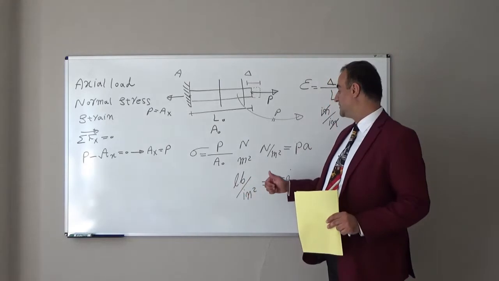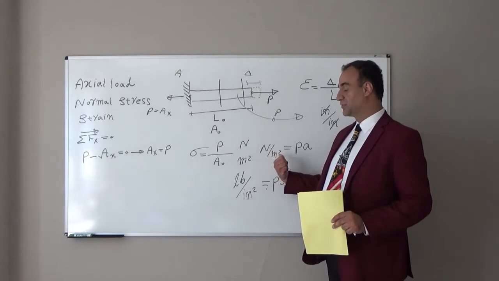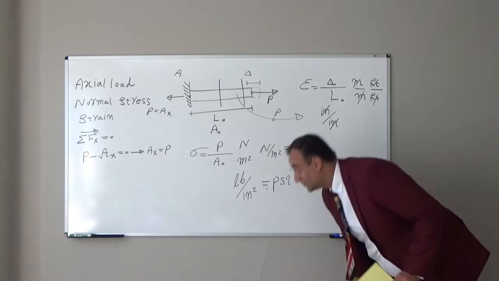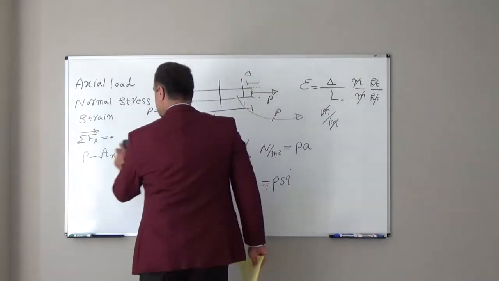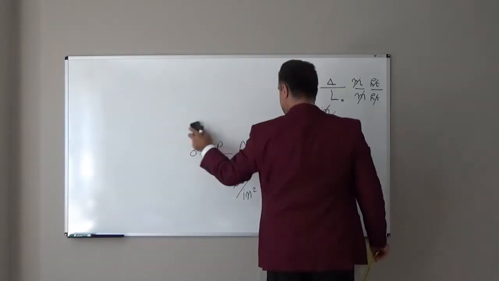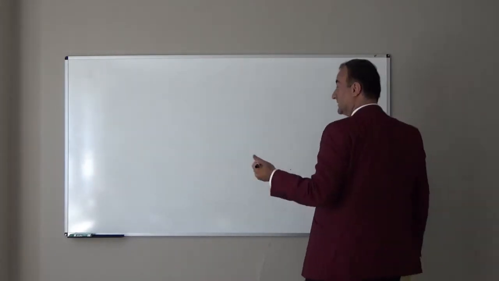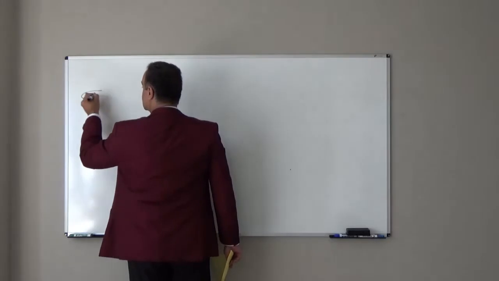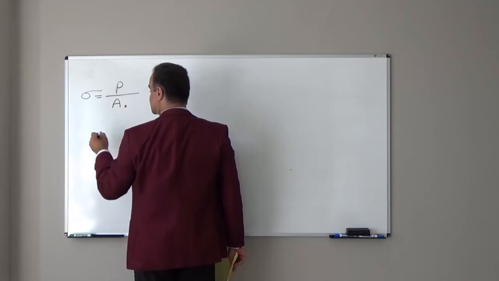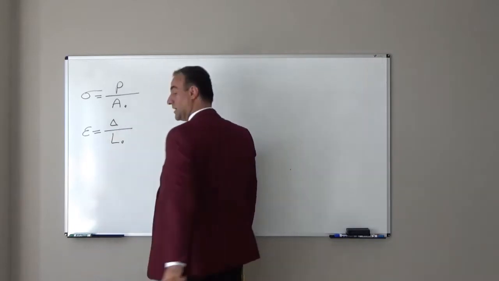For stress, the unit usually is Pascal, which means Newton per meter squared, or it is PSI, pound per inch squared. These are the units. Let's come back to the stress definition again. See what we have here. Stress, as I mentioned, is force divided by initial cross-sectional area, and strain is deformation divided by initial length.